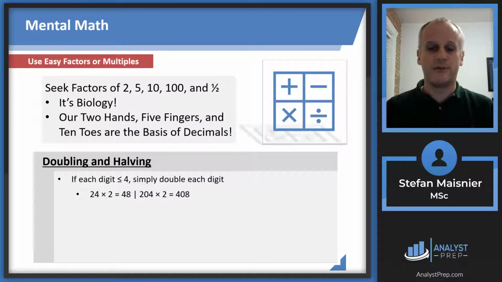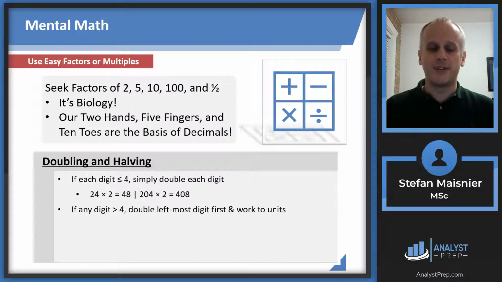If we're trying to do 204 times 2, we just double that 2 to a 4. That tens digit of 0 remains a 0, and we double that 4 in the units digit up to an 8, and we know that 204 times 2 is 408. And you're probably thinking to yourself, this is feeling pretty natural. And again, it's biology.